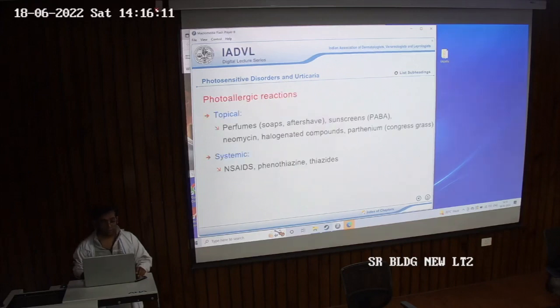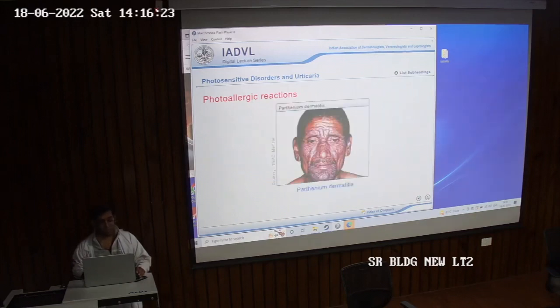Then for photoallergic reactions, topical agents include perfumes, soaps, aftershave, sunscreen, neomycin, halogenated compounds, parthenium, and Congress grass. Systemic drugs include NSAIDs, phenothiazine, and thiazides. So here's a photograph of parthenium dermatitis.